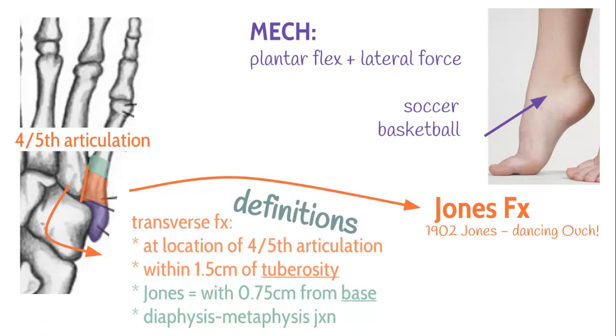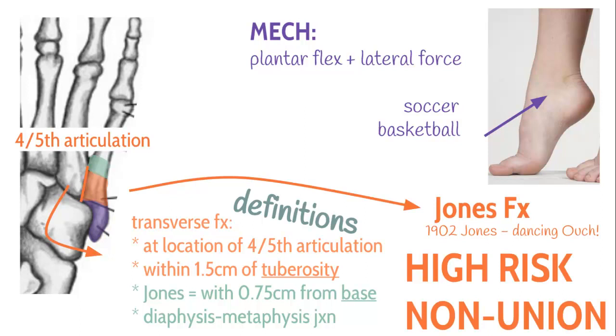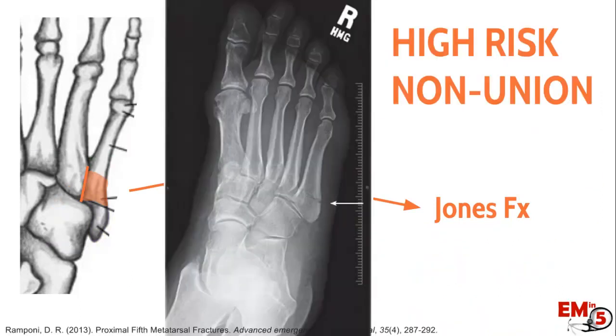The mechanism here is plantar flexion and then a lateral force. So think about younger people who are playing soccer and basketball. Maybe they cut and end up getting this injury. Now this one's important because there's a high risk of non-union, and we'll come back to that a little later. Here's an example of that Jones fracture. You can see here's our fourth, fifth articulation, and it's within that transverse fracture across there. And if you measured, it would be within 0.75 of the base or 1.5 centimeters of the tuberosity.